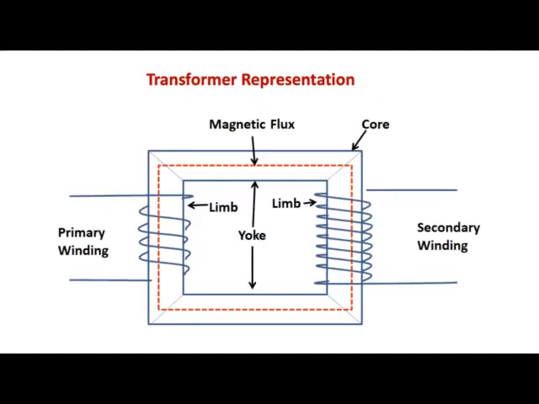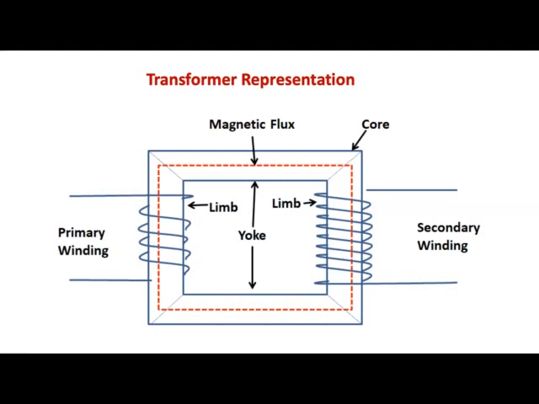Now this is the way we represent the transformer. Actually, this is not placed like this physically, but for analysis purposes, to understand how the transformer works, we represent the transformer in this form. The rectangular section is the core of the transformer. The vertical side is known as the limb, and the horizontal ones are known as the yoke of the transformer. So the core has got two parts, limb and the yoke.